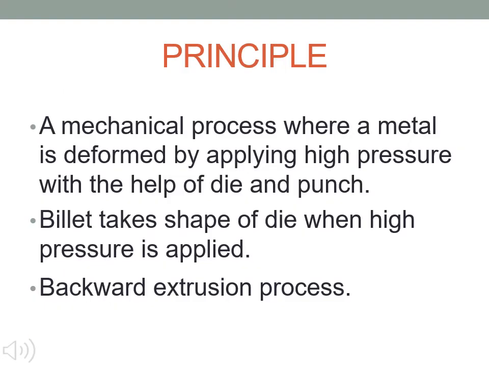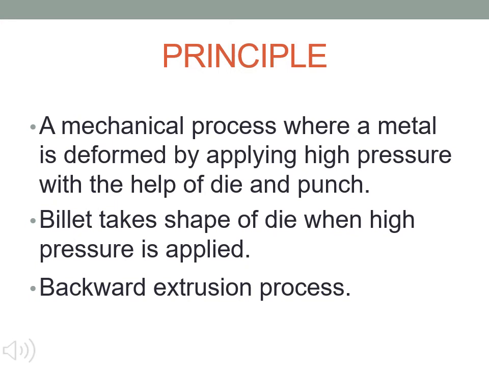Let us discuss the principle or working mechanism behind extrusion forging. So extrusion forging, as we discussed, is a mechanical process where a metal is deformed by applying high compressive pressure with the help of a die and punch. The punch, also called a ram, helps in deforming the metal by applying high compressive stress. The die is a small opening that is located at the exit of the extruder, and its main role is to shape products in different sizes and structures as per our desire.